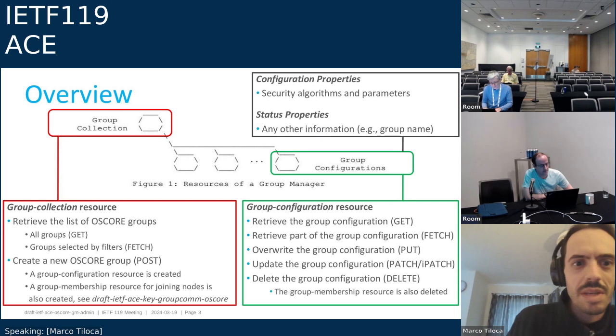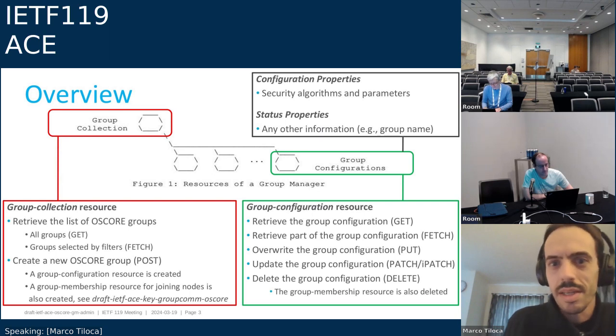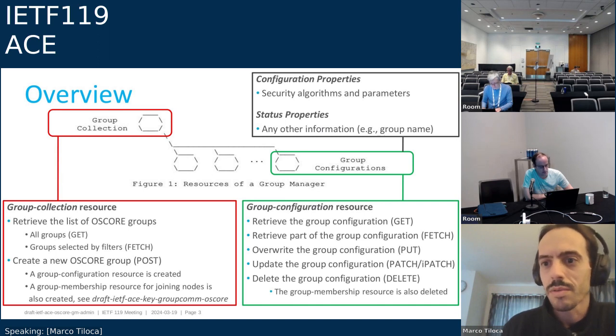Yeah, and this has been very stable for a while. The group manager has a single group collection resource that can be accessed in order to retrieve a list of existing groups or group configurations, or to create a new one. And then it has a number of child resources, one per group, and each including the current configuration for that group. And the configuration can be retrieved entirely, partly by filtering, or it can be entirely overwritten or partially updated or deleted, thereby deleting the group. Next slide, please.